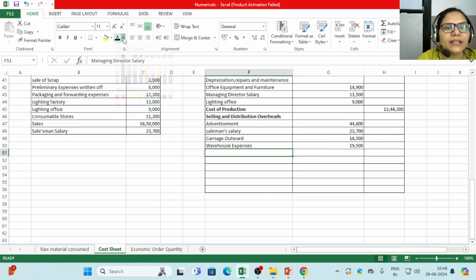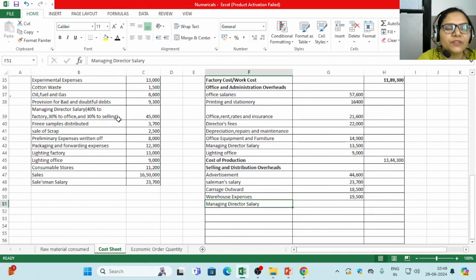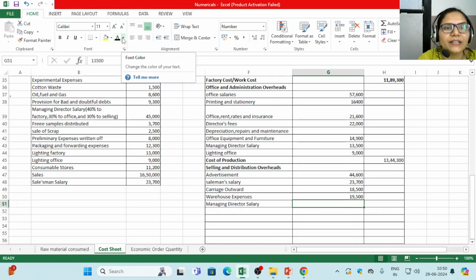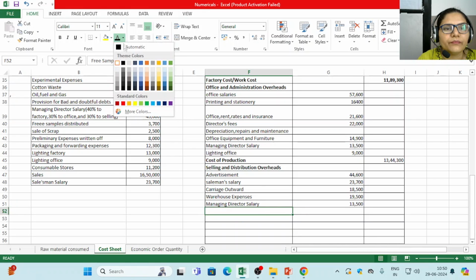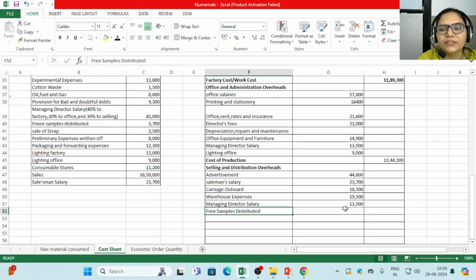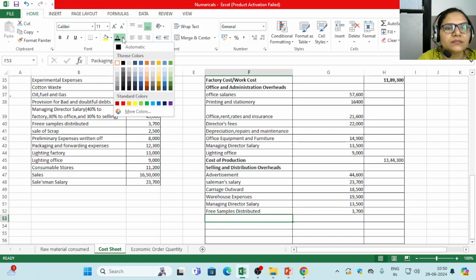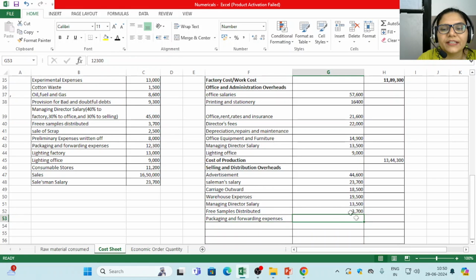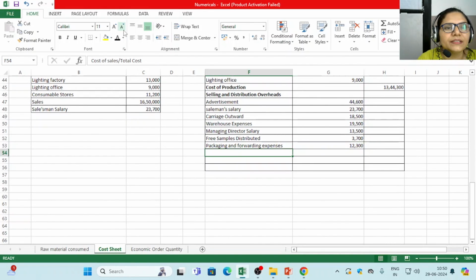19,500. Next is managing director salary. We have discussed that 30% will go to the selling. So 30% of 45,000 is again 13,500. It will be included in selling and distribution overheads. Next is free samples distributed. It is again a part of selling and distribution overheads. Next is packaging and forwarding expenses, again a part of selling and distribution overheads.